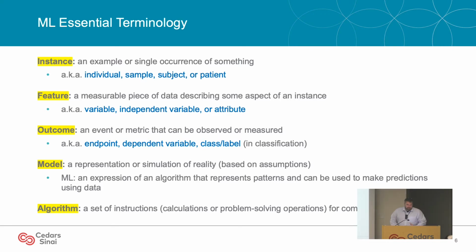Then we have a model. A model, just in the most general definition, is a representation or simulation of reality. And as such, it's based on assumptions. In machine learning, we can more specifically define a model as an expression of an algorithm that represents patterns that can be used to make predictions using data.